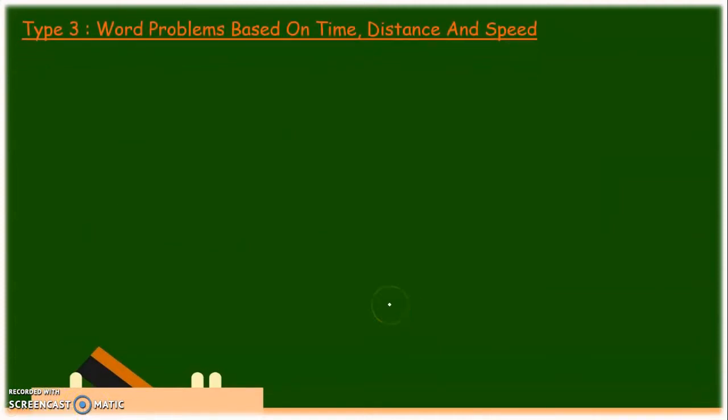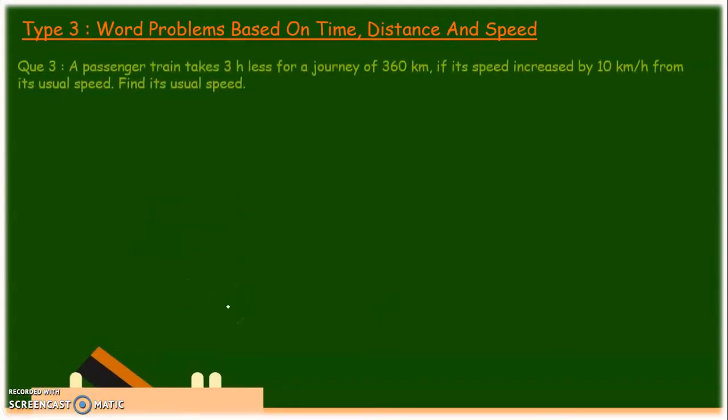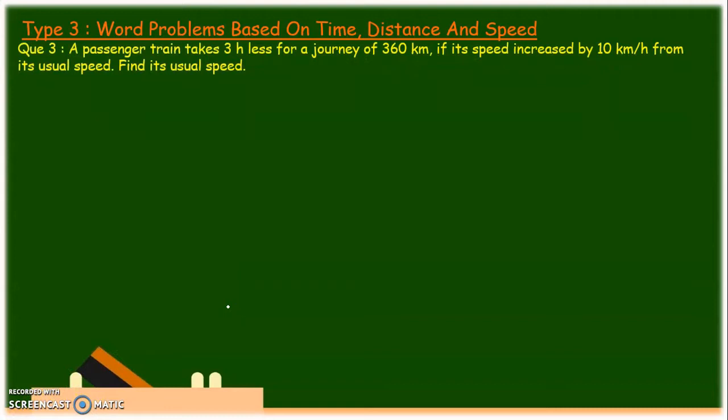Third type of problem is the word problem based on time, distance and speed. Let's see the question. A passenger train takes 3 hours less for the journey of 360 km if its speed is increased by 10 km per hour from its usual speed. So find its usual speed.